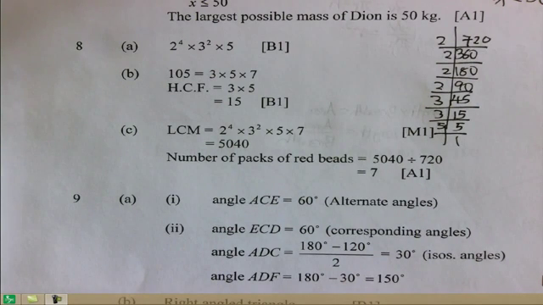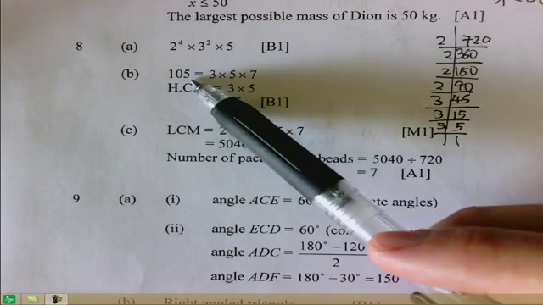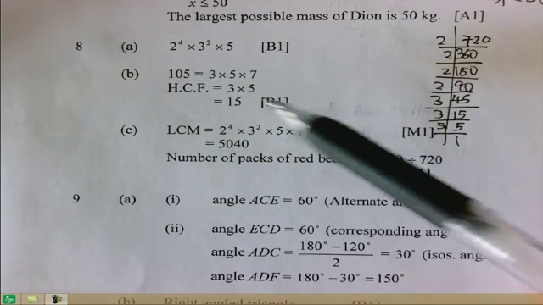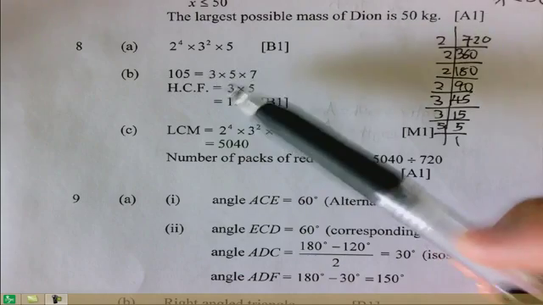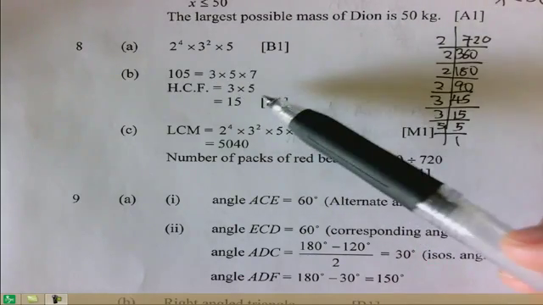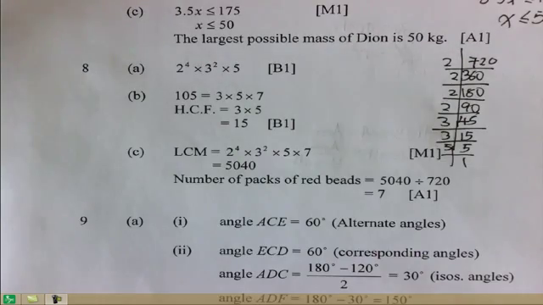Next one, find the highest common factor of 105 and 720. By the same method, we will express 105 as a product of its prime factors. Highest common factor: there's no common factor in 2. 3 is a common factor. 5 is a common factor. Hence, the highest common factor is 3 by 5. Highest common factor is 15.